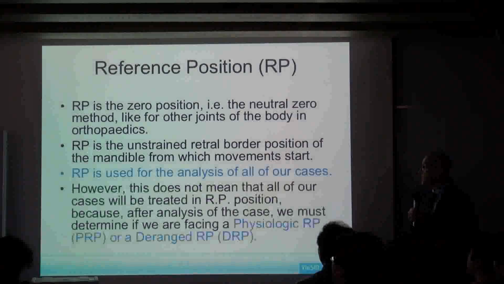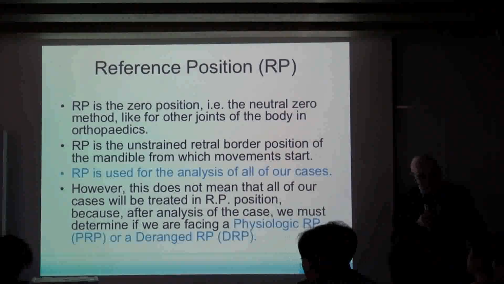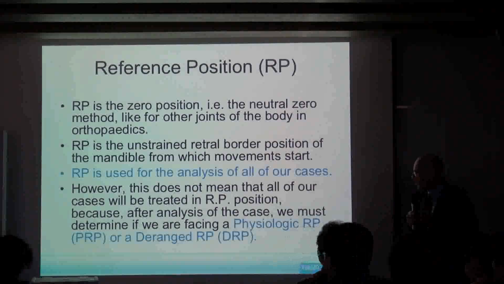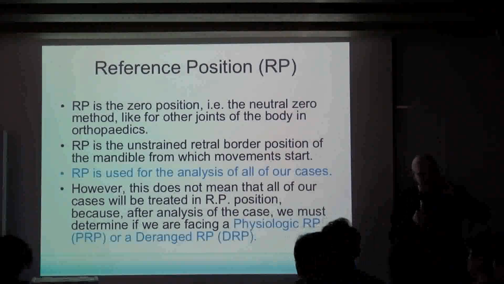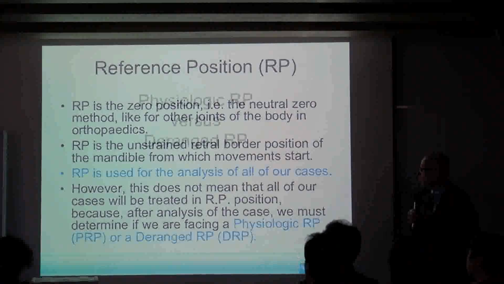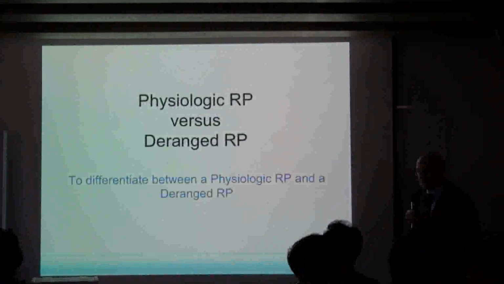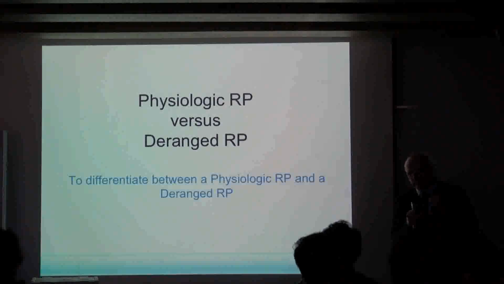But this does not mean that in all our cases we use RP for treatment, because only if we have physiologic RP we can use for treatment. If we have deranged RP, like in our patient, strained ligaments, sensitive ligaments, something is wrong. We have to go to pre-treatment. Yeah? There must be, and this is our task, to find out physiologic RP or deranged RP.